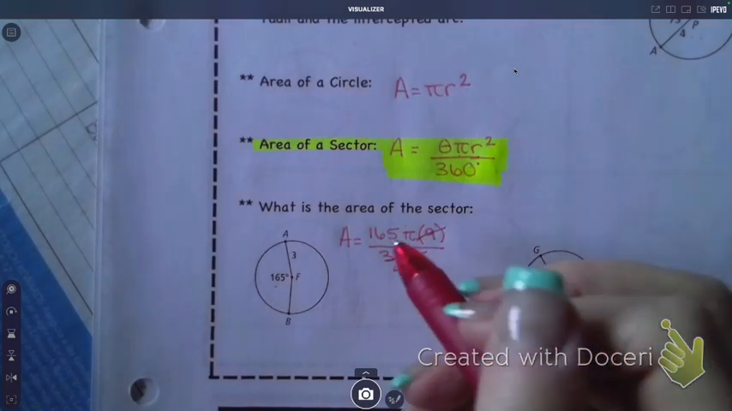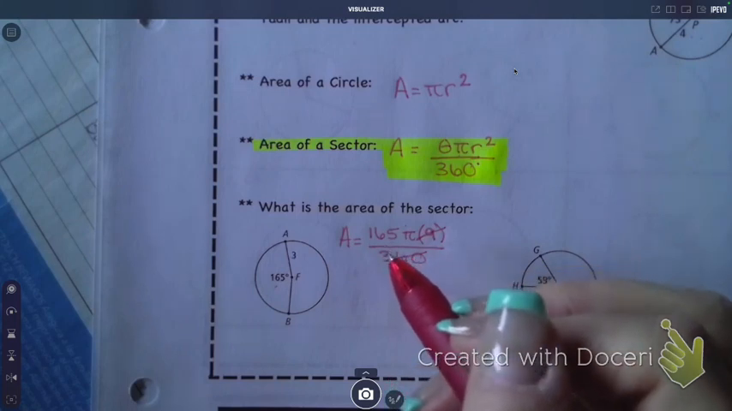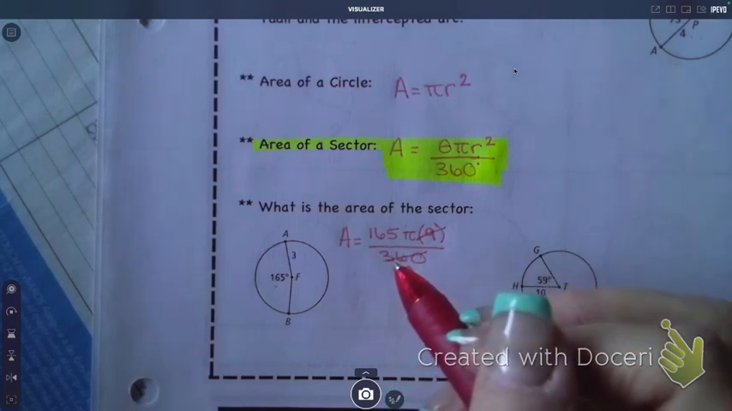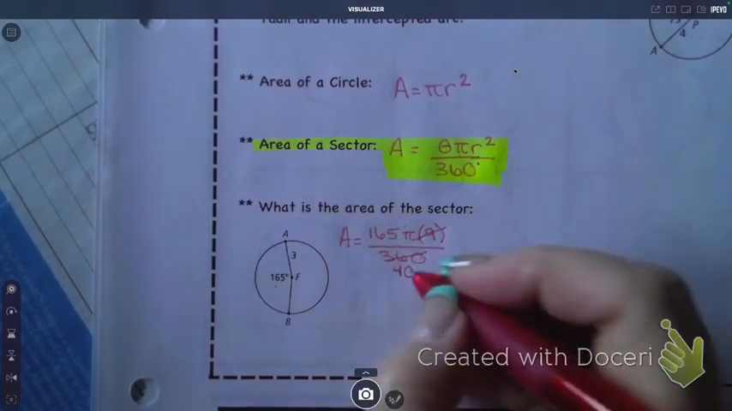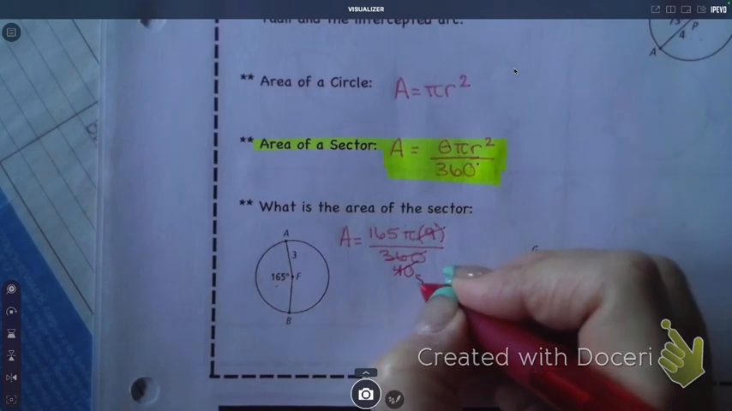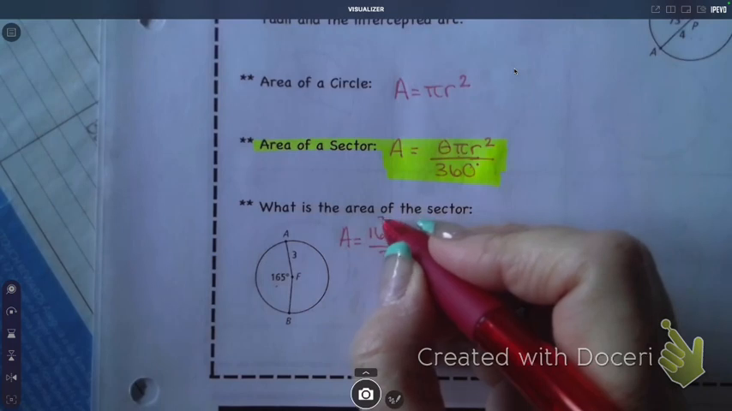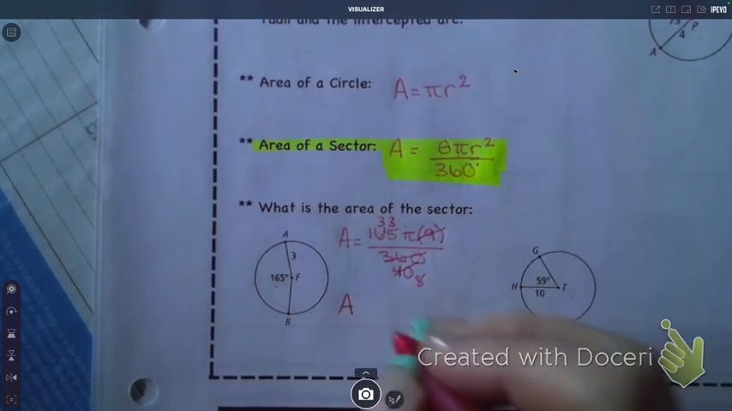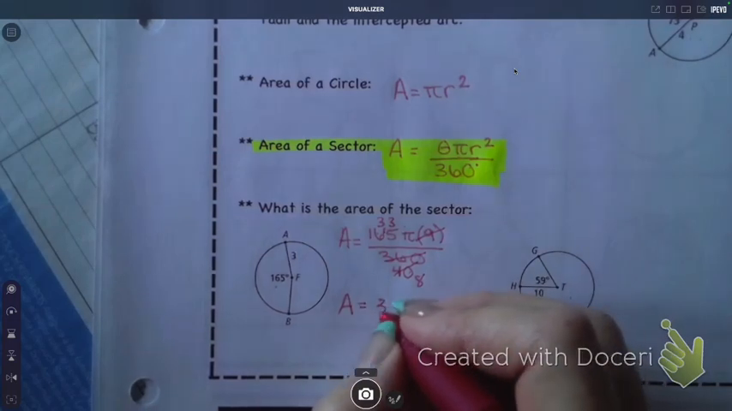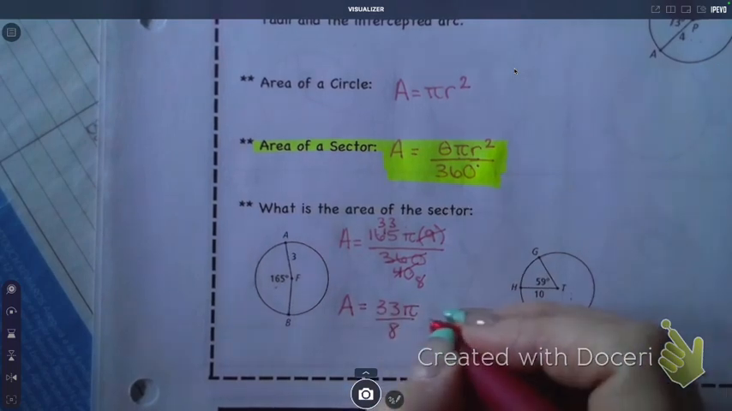Well, I know 5 goes into 165 and 40, right? And 8 definitely doesn't go into 165. How do I know that? Well, it's an odd number, right? So I know 8 doesn't go in there. So 5, so that's 8. And then 5 goes into 16 3 times, carry a 1. So 33. So area equals 33 pi over 8.